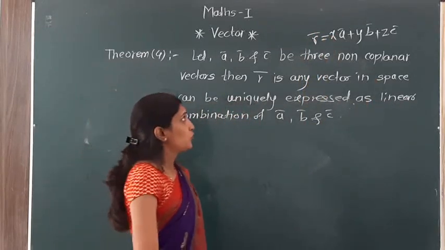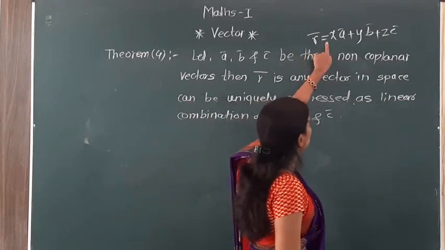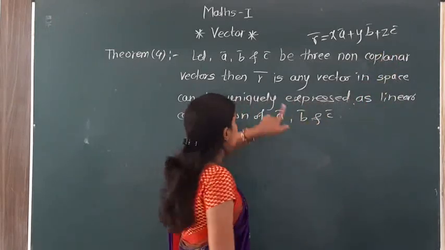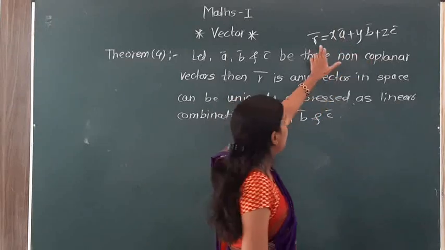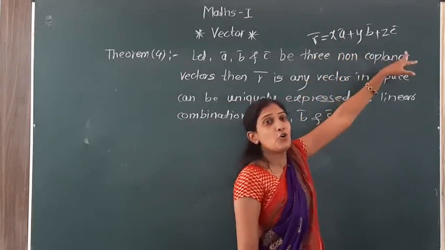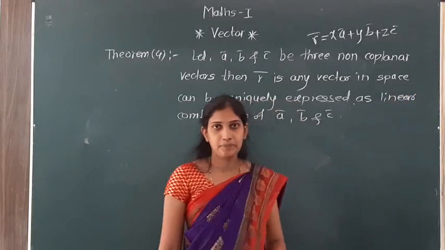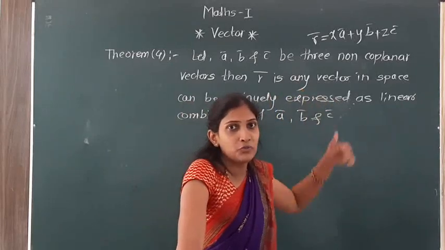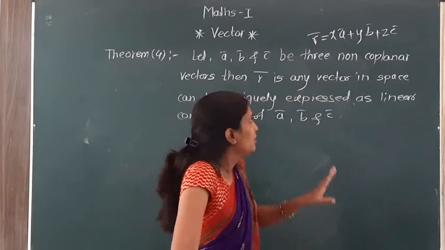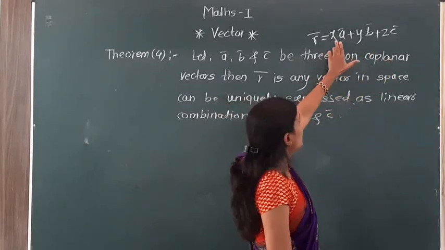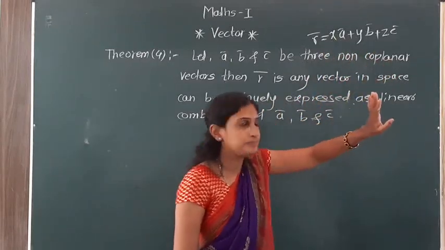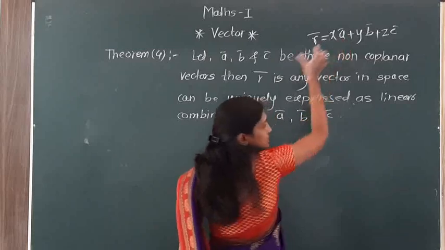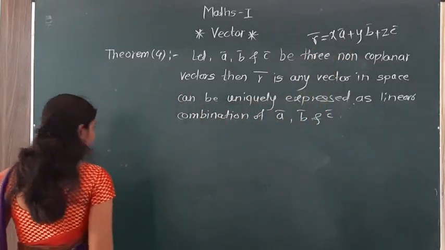So we have to prove that r bar is equal to x a bar plus y b bar plus z c bar. That means this vector r bar is in space and it can be written as a linear combination of a bar, b bar and c bar. x, y, z are the scalars; instead of x, y, z you can take other scalars, it is totally your choice. I will take x, y, z. So r bar is equal to x a bar plus y b bar plus z c bar. We have to prove this. So what is the proof?